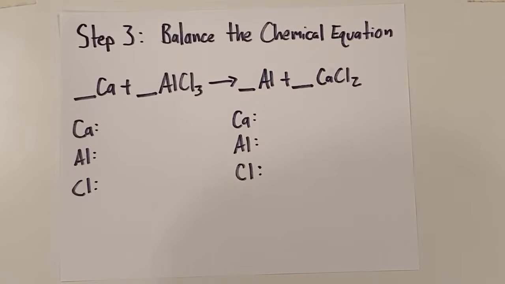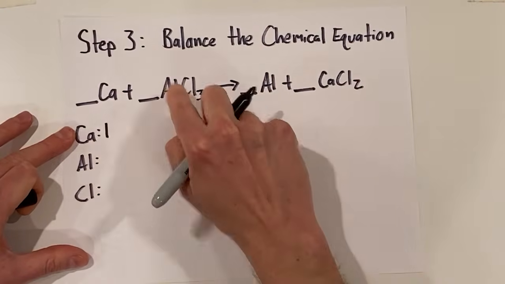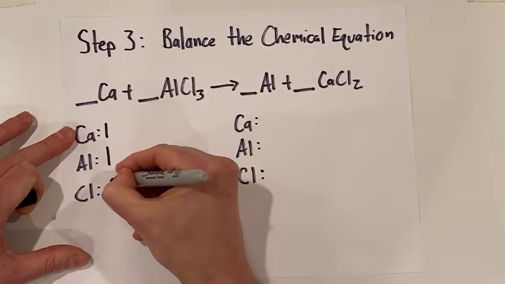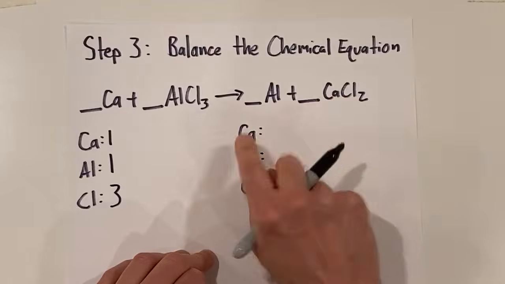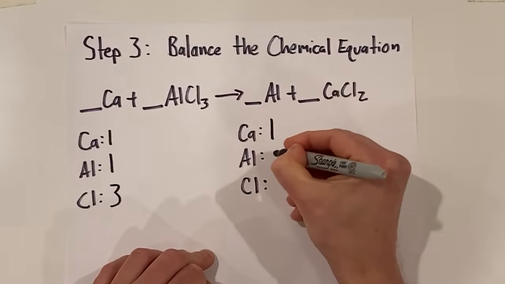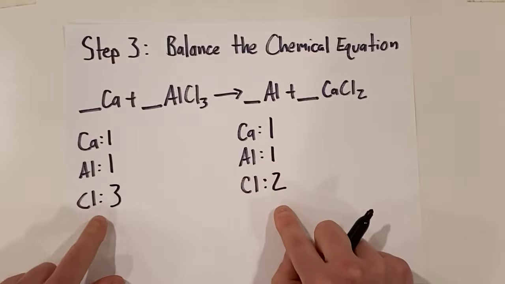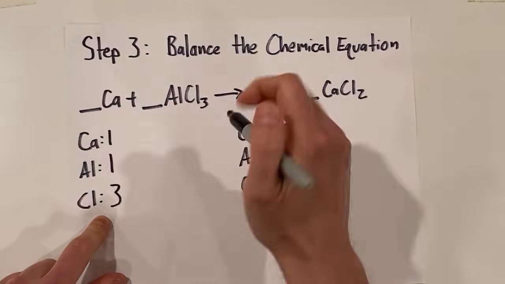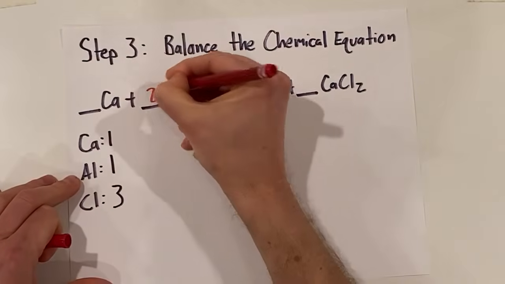So I've got to start a little bit on this here. Let's go ahead and figure out what we got. So we have 1 calcium, 1 aluminum, and 3 chlorines. Over here we've got 1 calcium, 1 aluminum, and 2 chlorines. So let's work on the chlorines. If we put a 2 coefficient over here, then we'll be able to get to at least an even number on both sides. So let's try that.